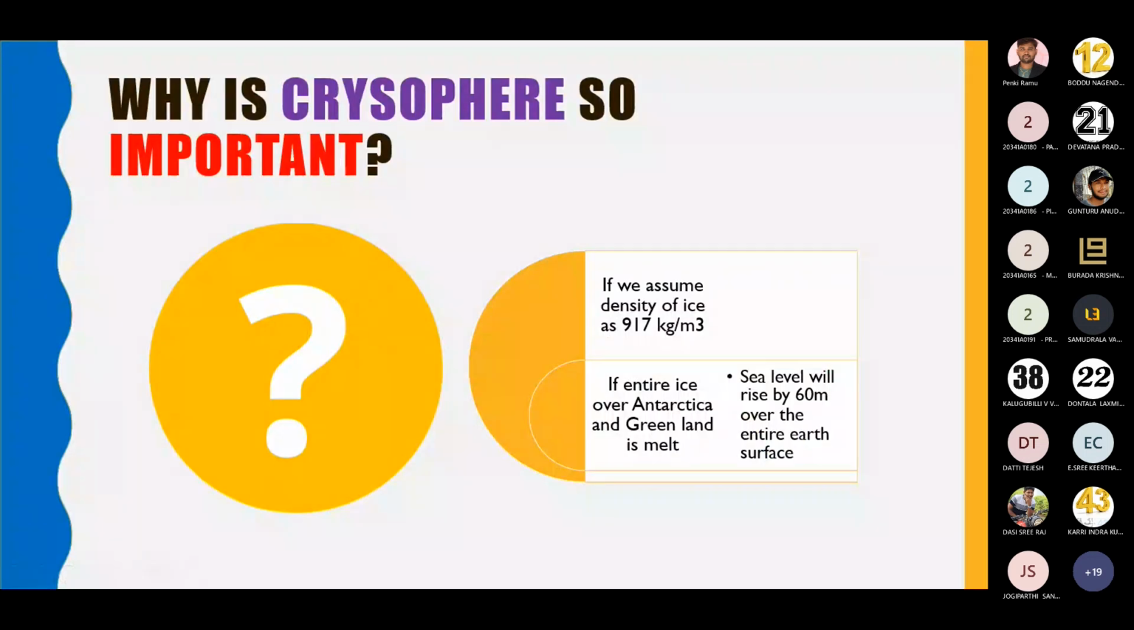So we have seen different components of the cryosphere. Now the important thing is why we need to study the cryosphere. I am not going to mention all the reasons, but if you look at the first reason, if we assume the density of ice as 917 kilograms per meter cube, and if the entire ice of Antarctica and Greenland melts, sea level is going to rise by close to 60 meters.